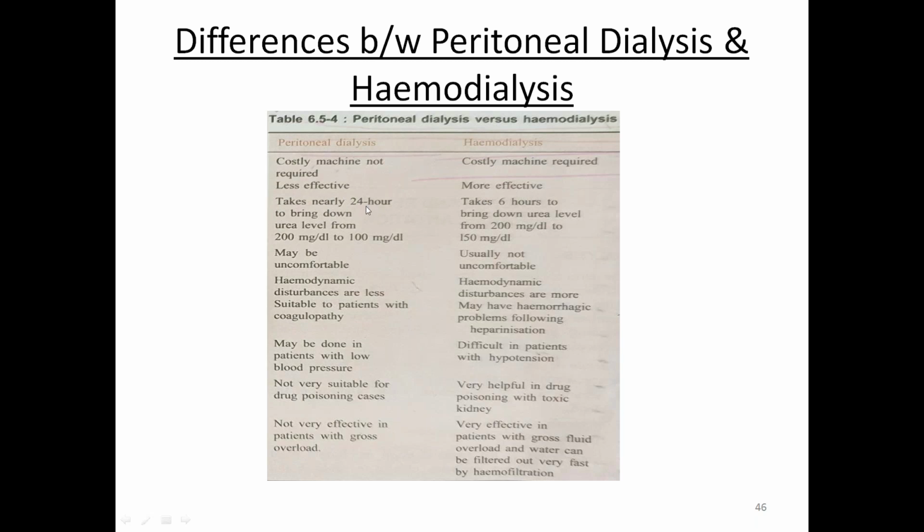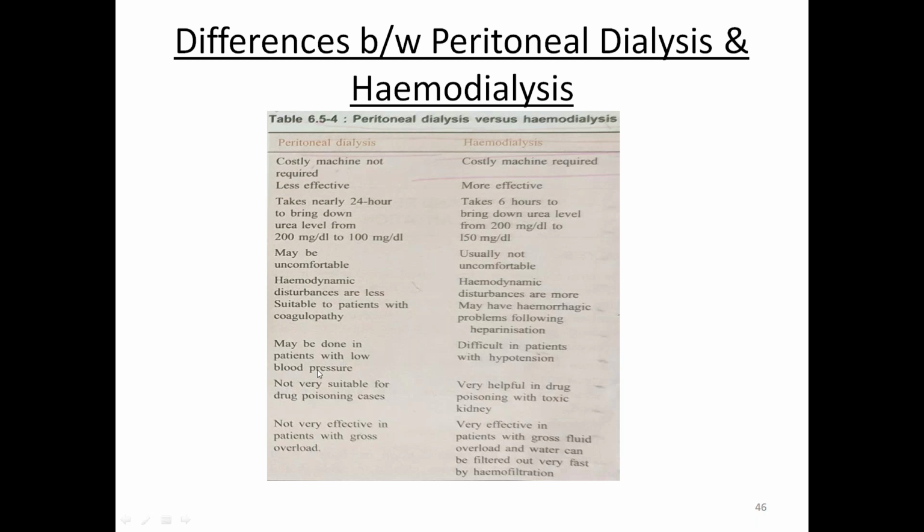Peritoneal dialysis takes nearly 24 hours to bring down the urea levels from 200 milligram per deciliter to 100 milligram per deciliter, whereas hemodialysis will take only 6 hours to do the same. Peritoneal dialysis may be uncomfortable. Hemodialysis is not usually. Here, the hemodynamic disturbances are less, suitable to patients with coagulopathy. Here, the hemodynamic disturbances are more, and they may have hemorrhagic problems following heparinization.